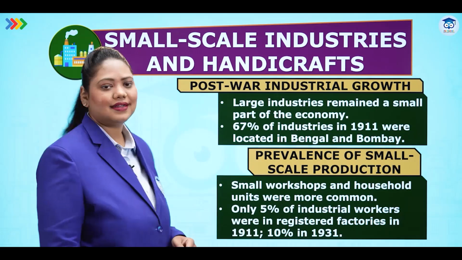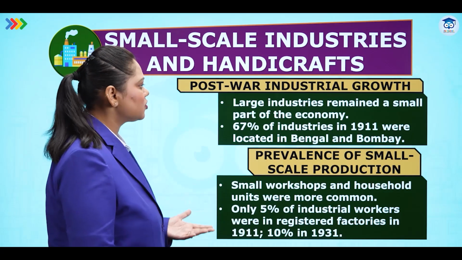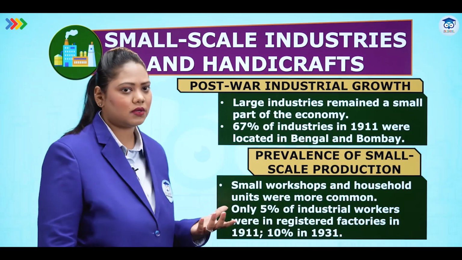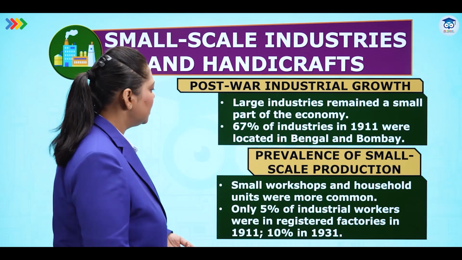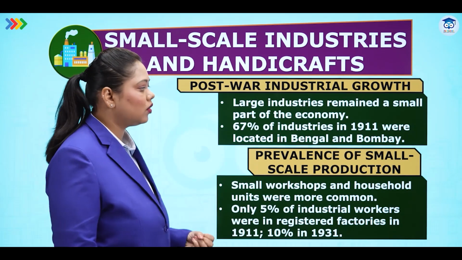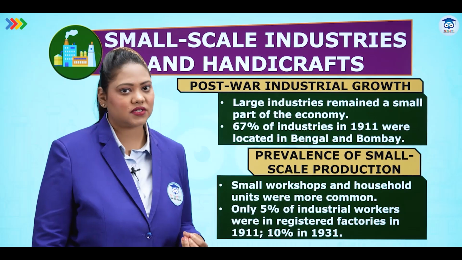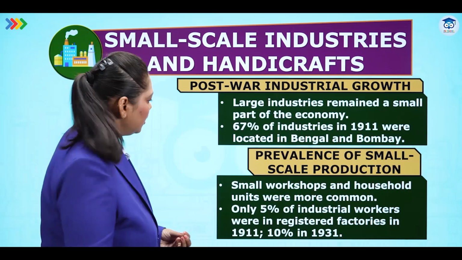Small-scale industries and handicrafts. Post-war industrial growth, large industries remained a small part of the economy. We did have industries, but they were still a very small part of our economy. 67% of industries in 1911 were located in Bengal and Bombay presidencies. Now, these were big centers of industrial growth.